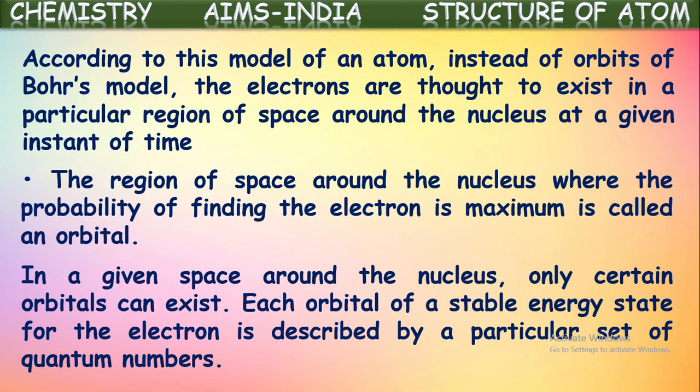So each orbital in any energy level is described by a particular set of quantum numbers. Let us see here about these quantum numbers. What are these quantum numbers? How are they determined?